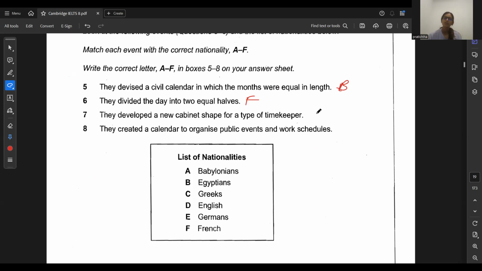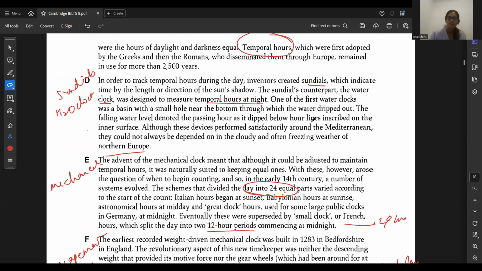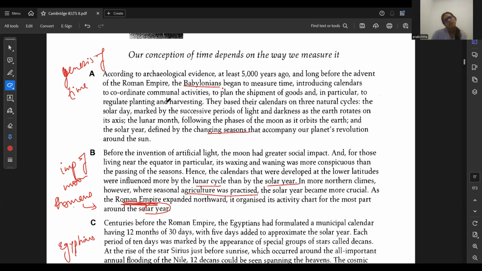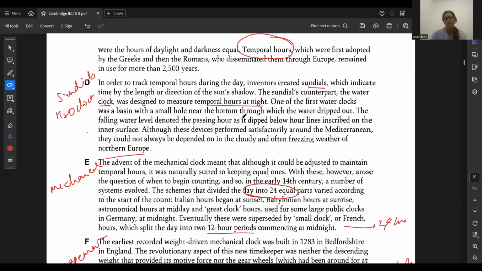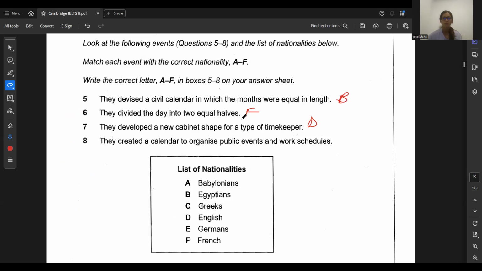D. They created a calendar to organize public events and work schedules. Okay. So public events. I think it was in the beginning. Coordinate communal activities. So yeah, here, Babylonians began to measure time and coordinate communal activities. Communal means public. So Babylonians, which is A.